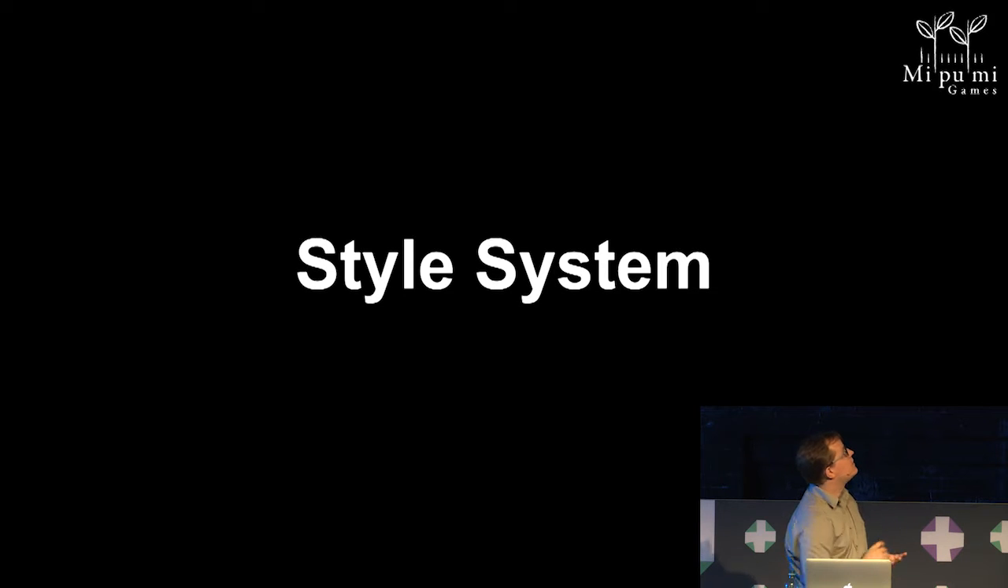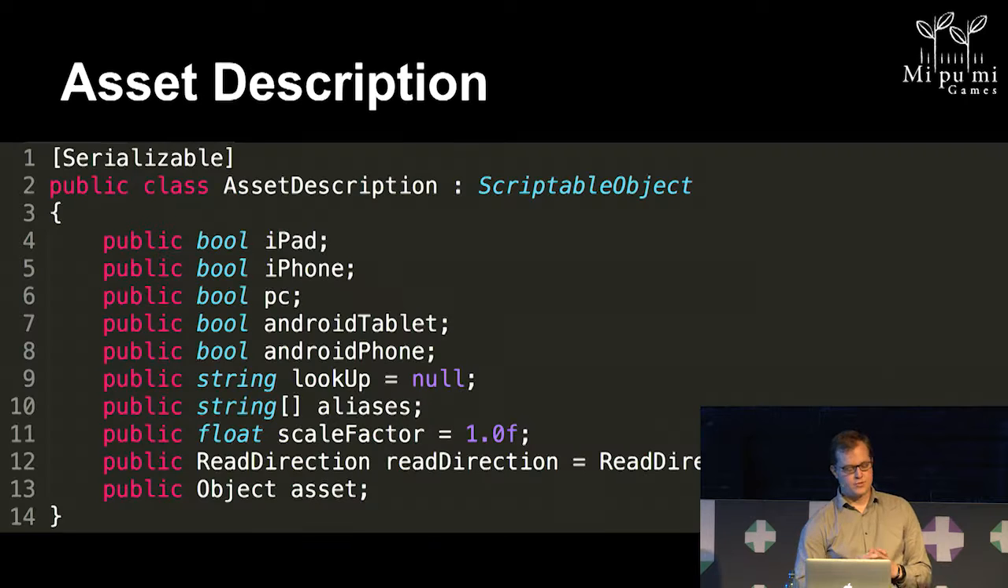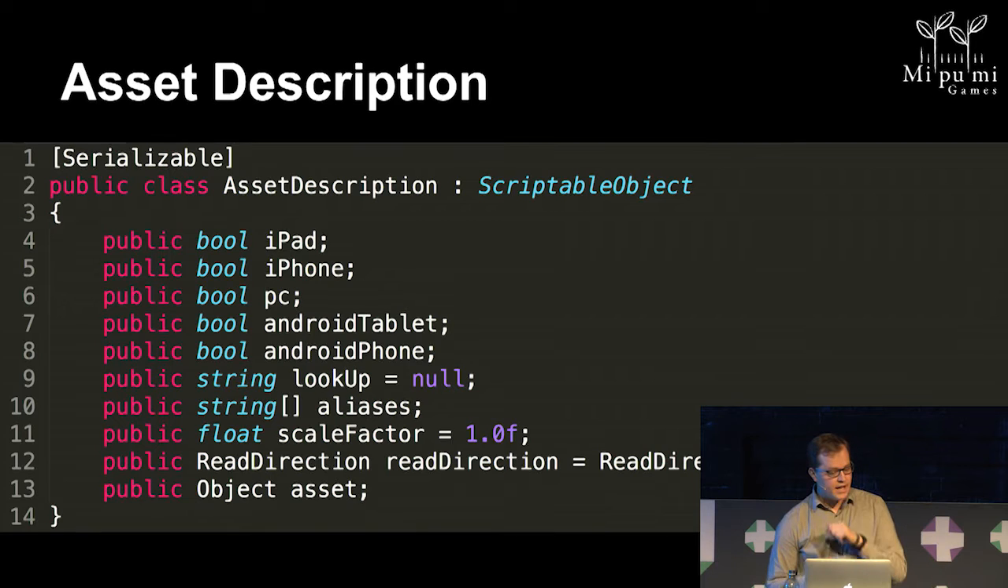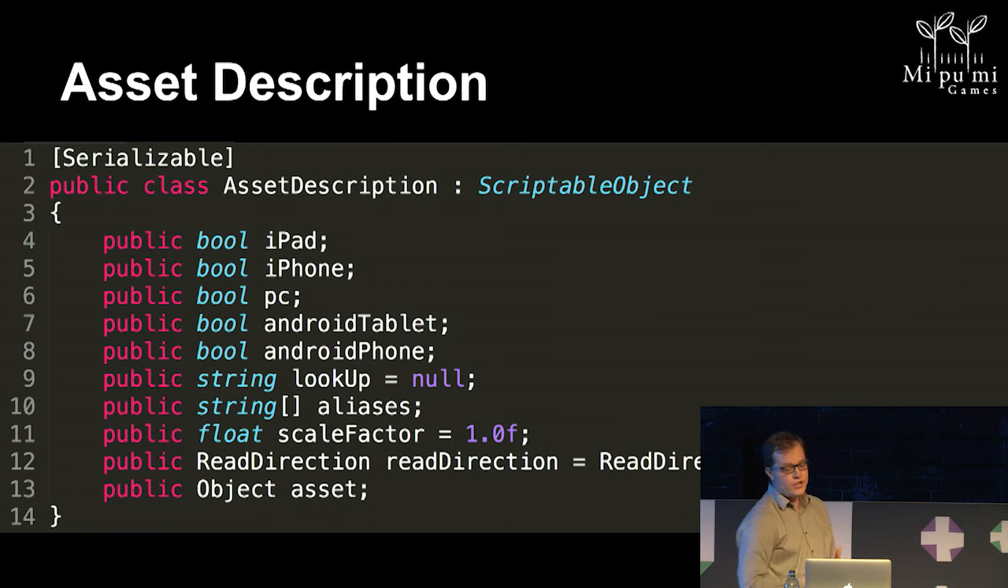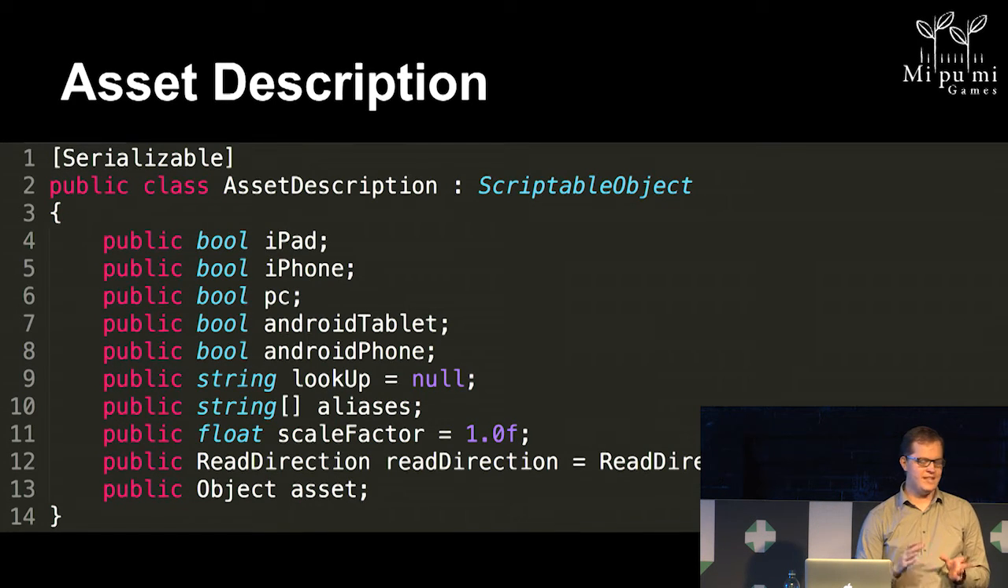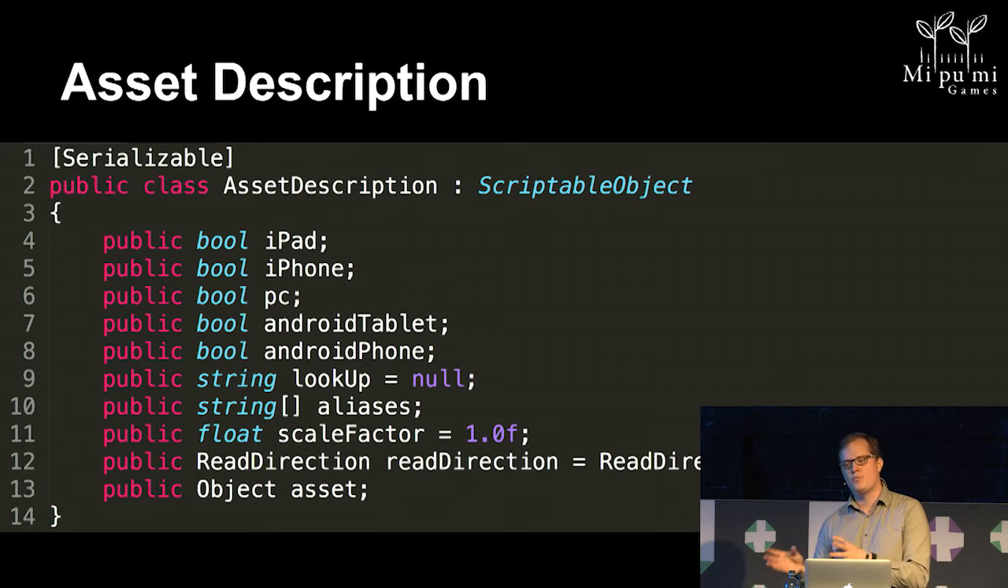Every one of these assets we want to have in an asset bundle or user style needs an asset description. An asset description is a scriptable object. As a reminder, a scriptable object is an asset itself, and the values are set via the inspector and stored in the project. Our scriptable object asset description features a few members. One set is iPad, iPhone, Android tablet, Android phone, distinguishing on which platform this asset should be used and for which platform asset bundle this asset is going to be built. And we have PC for debugging and testing.